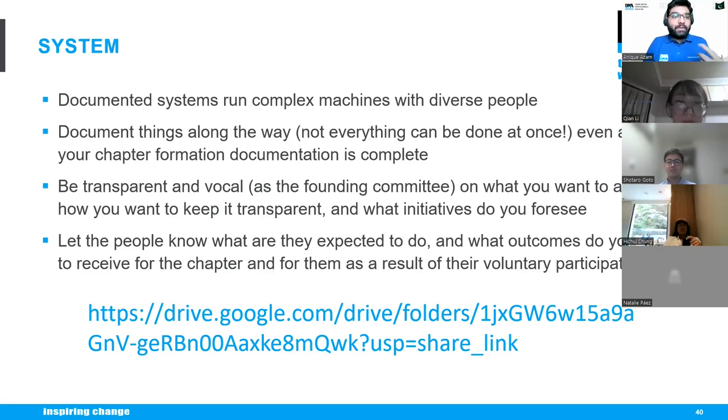So it is very important to document the things down the line, so that if there is a change, if there is a shift of motivation, the next person coming in doesn't have to do it all again, and they have sufficient time to read the documents and start where it was left off.